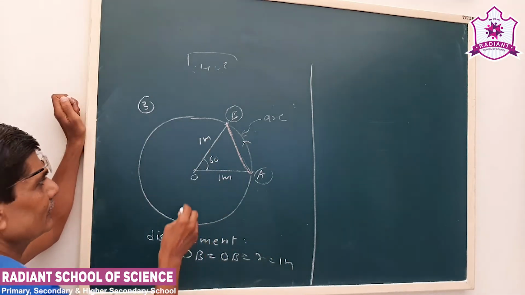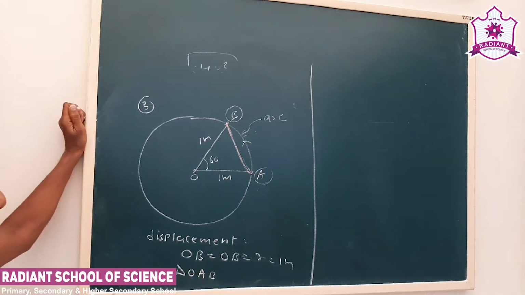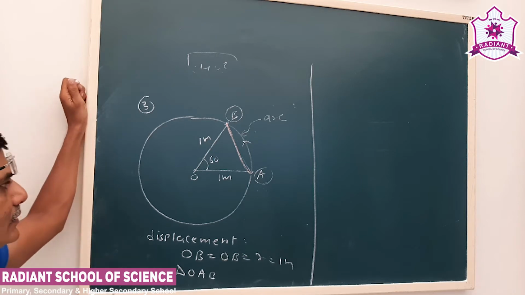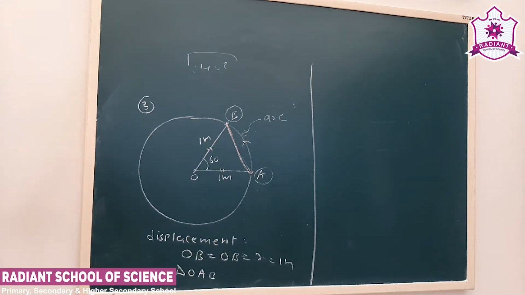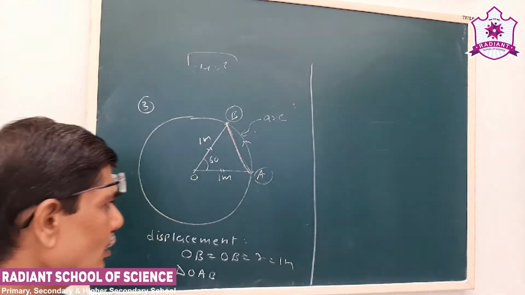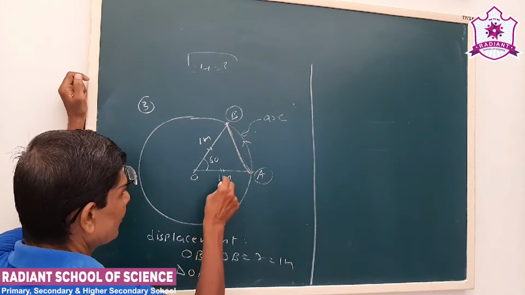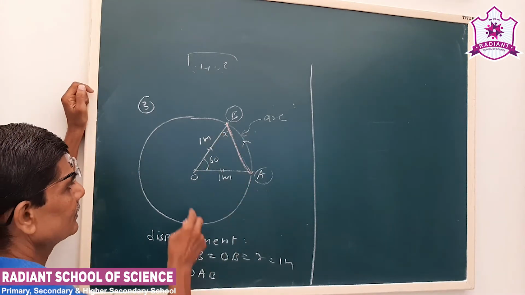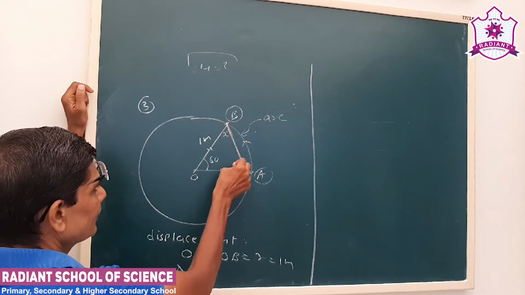Okay, now we join this triangle OAB. In triangle OAB, OA and OB are of the same length. So we have studied in geometry that the angle opposite to the equal side will also be equal. So let us say the angle opposite to OA is X, and the angle opposite to OB also is X.